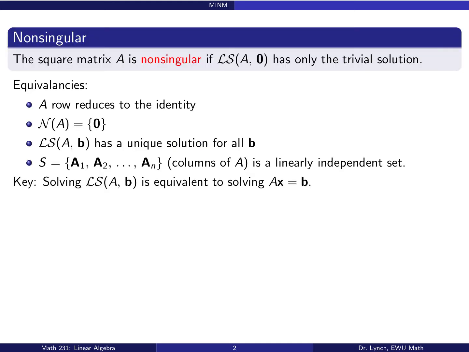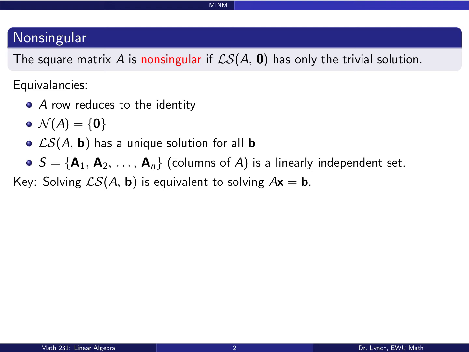So we'll start with a little bit of a review of non-singular. The definition of non-singular: matrix A is non-singular if the homogeneous linear system has only the trivial solution. Now, of course, this has a number of equivalencies, right? Remember, equivalencies are statements where the truth of any one of them implies the truth of the rest of them.